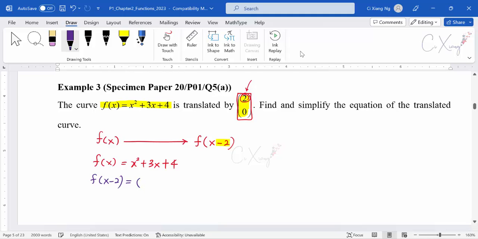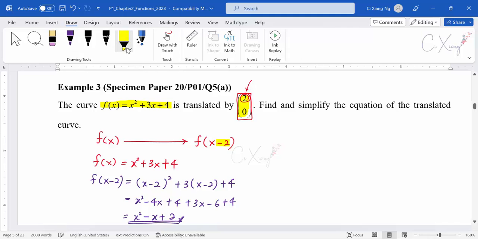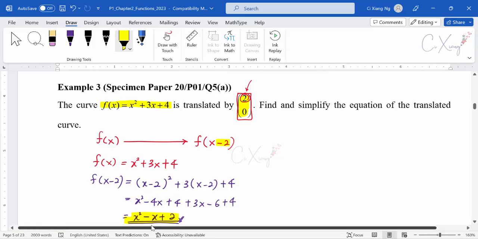That means we have to substitute all the x by using x minus 2 now. So I'm having (x minus 2) squared plus 3 times (x minus 2) and then plus 4. Try to expand and simplify it. So expand everything: expand this square, (x minus 2) squared, and then multiply in the 3 and simplify. So in the end you will have x squared minus x plus 2 as the answer. So this is the simplified equation for function f(x minus 2). That means after the translation, the equation will be this equation.